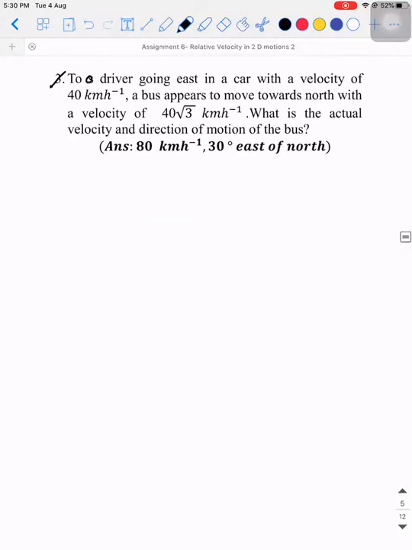So it is not S, it is a driver. To a driver going east, the velocity in a car. So the velocity of the car is 40 km per hour. Is this data right or wrong? Yes, sir. Wrong, sir. We have to put 40 i cap, no, sir. I'm talking only about magnitudes. Correct, sir. It's correct only, right?